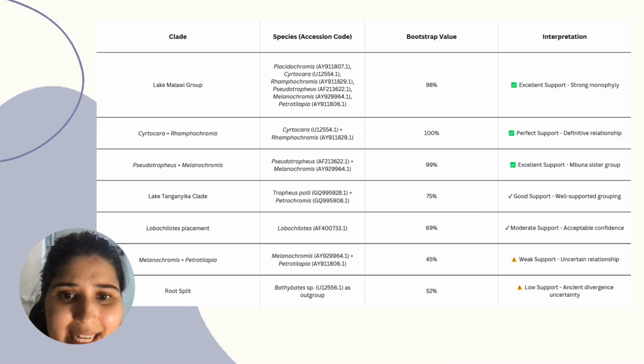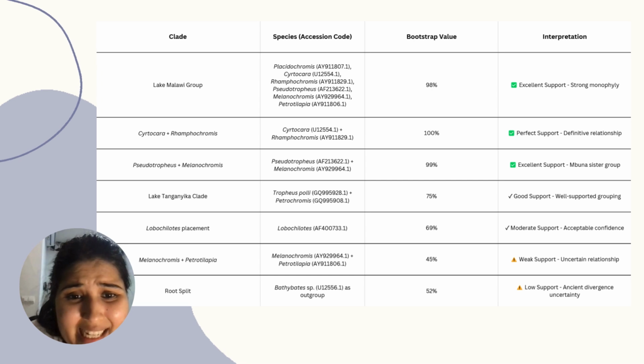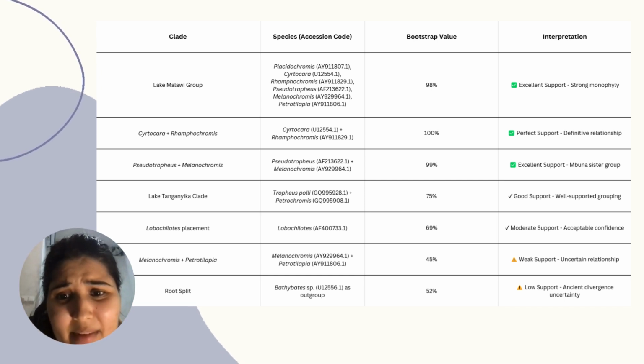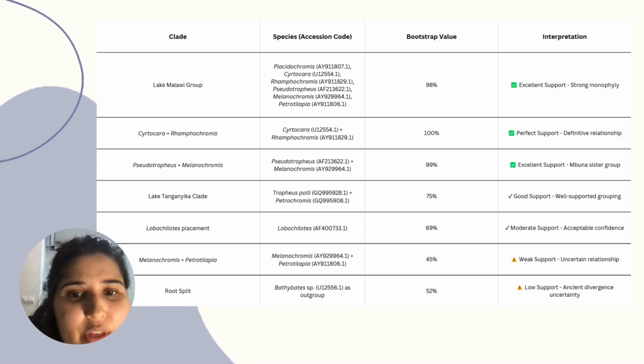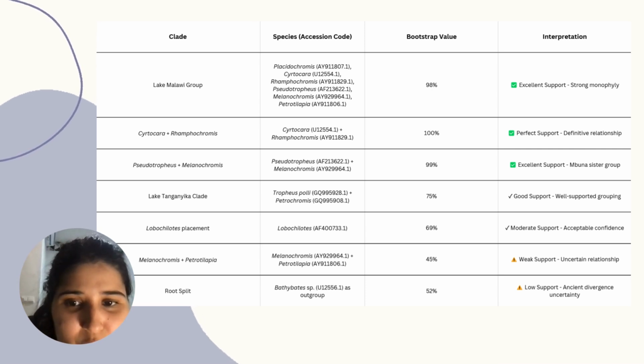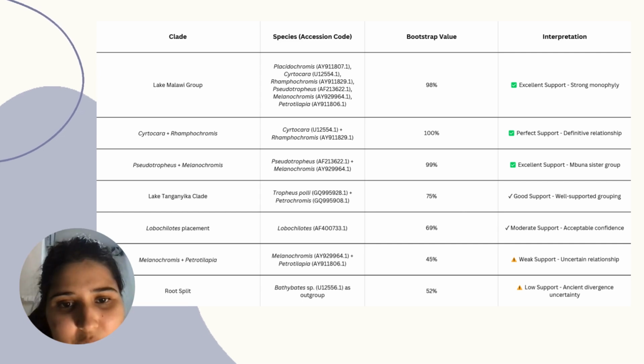And moving to the Lake Tanganyika clade, the grouping of Tropheus polli and Petrochromis shows 75% bootstrap support. This is considered a good, well-supported grouping, though not as overwhelmingly strong as some of the Lake Malawi relationships. The placement of Lobochilotes on the tree has 69% bootstrap support, just shy of the common 70% good support threshold. It suggests moderate confidence in its position, indicating an acceptable level of certainty.